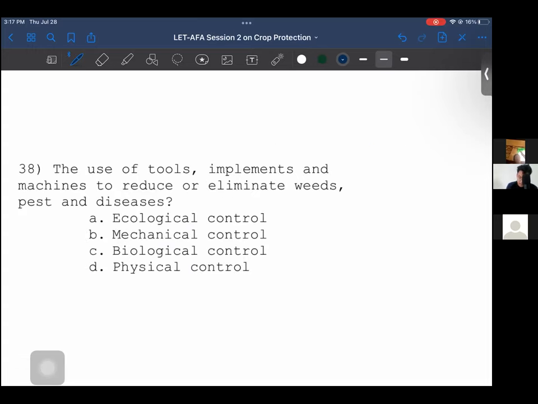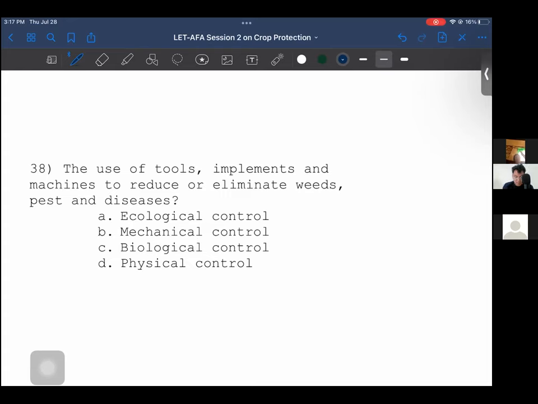All right, next. Here, the use of tools, implements, and machines to reduce or eliminate weeds, pests, and diseases. So again, this is a general question. Ngayon, dun tayo pupunta sa aspeto ng tools, implements, and machines. So dun pa lang, you can already see that the answer for this one is letter B, which is mechanical control. Mechanical control, ito yung paggamit ng mga rotavator, ito yung paggamit ng mga harrow, ganyan, para matanggal yung mga weed species.